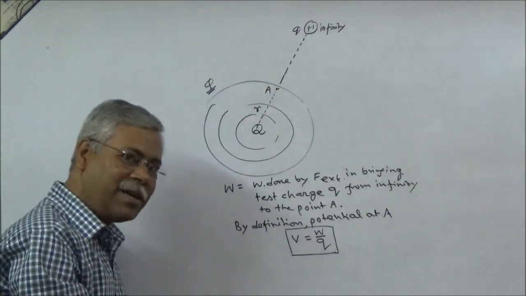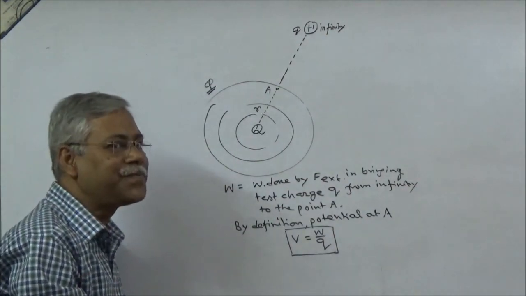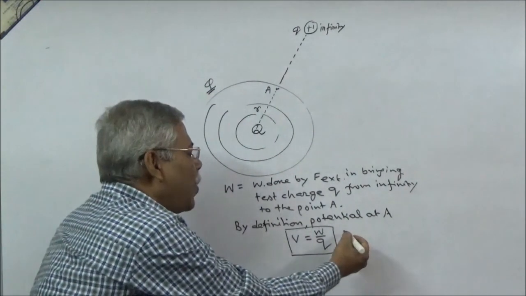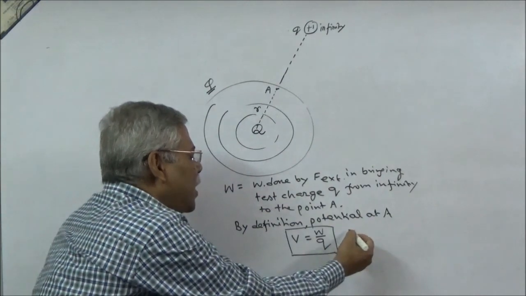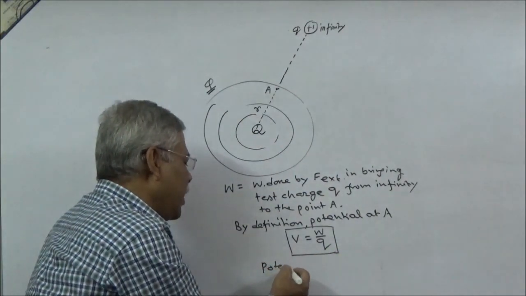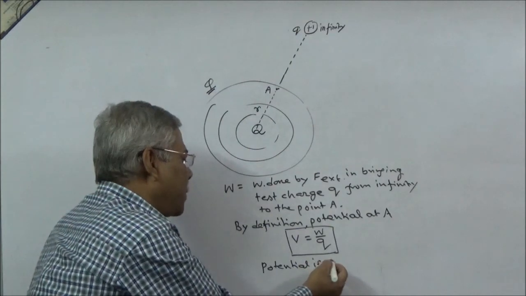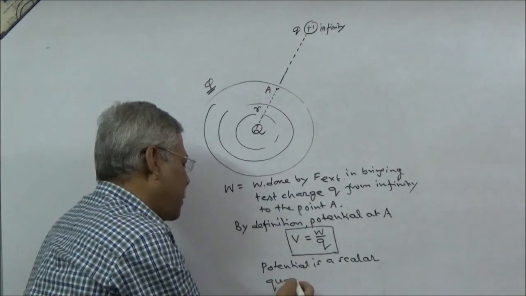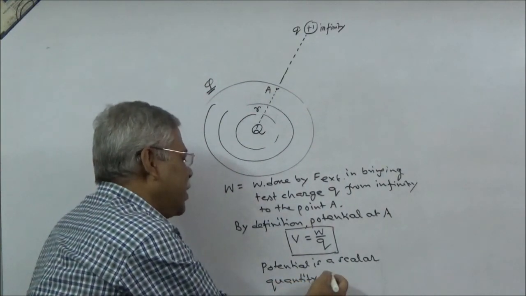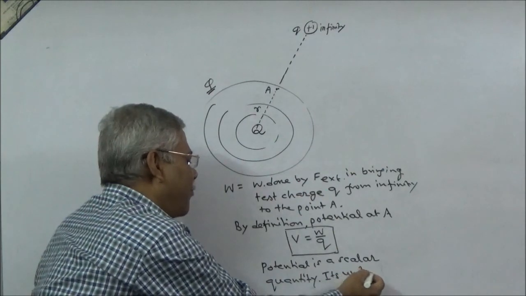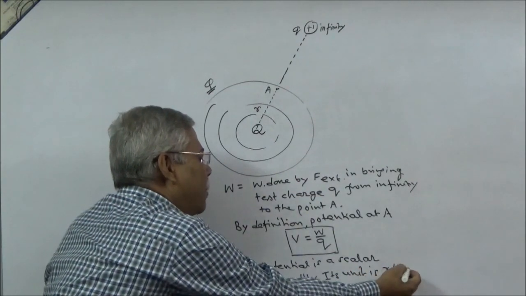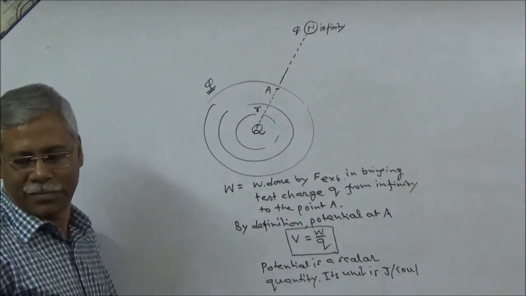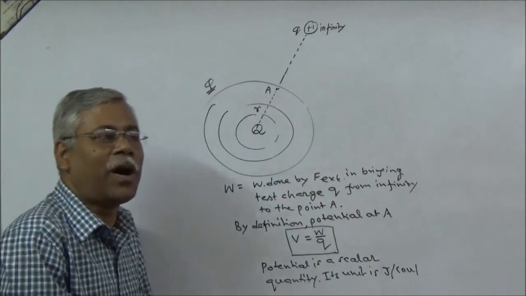Potential is a scalar quantity. What is its unit? Joule per coulomb. So potential is a scalar quantity. Its unit is joule per coulomb.